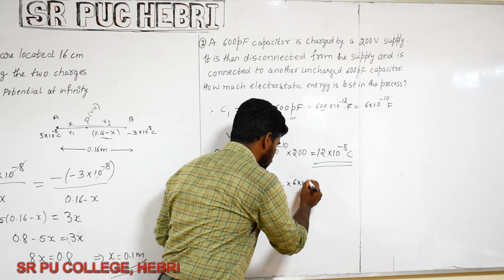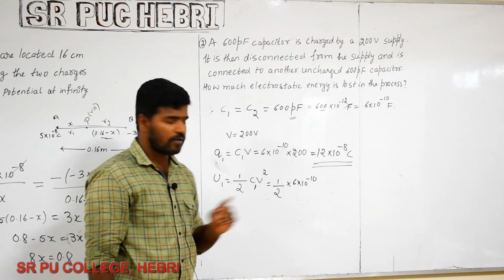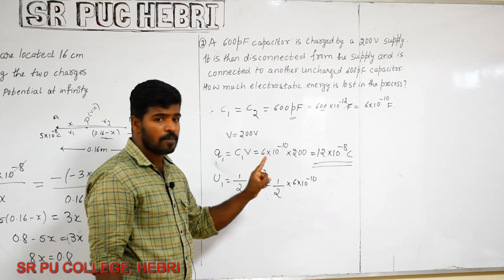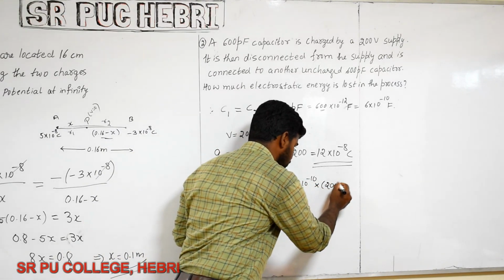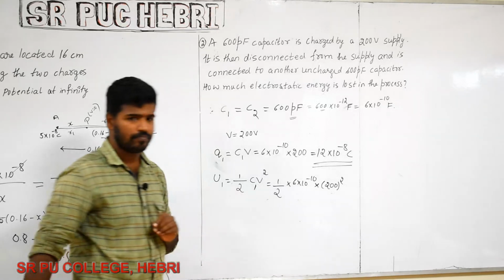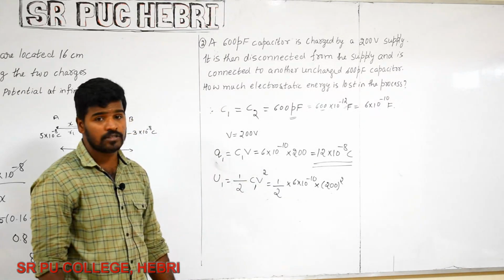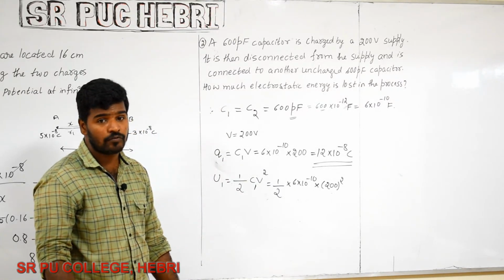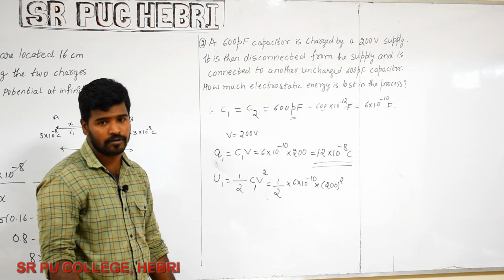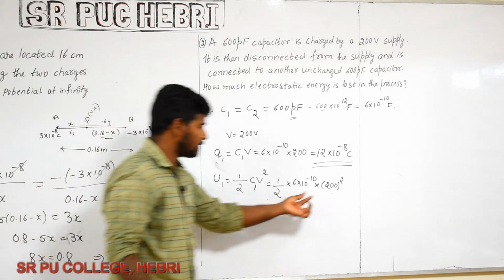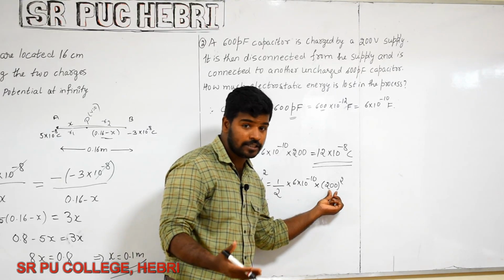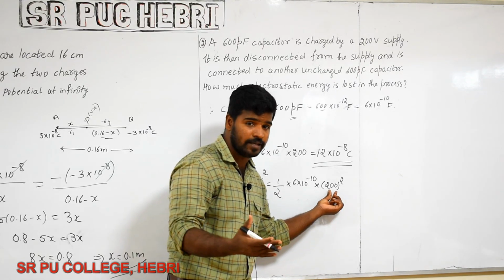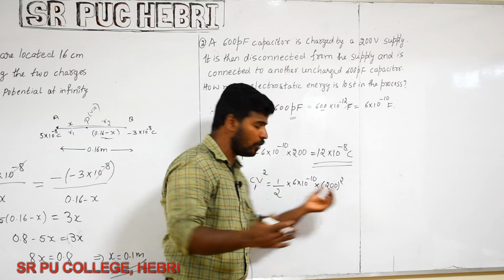6 into 10 raised to the power minus 10, into the value of potential, which will be 200 square. What is the value of 200 square? It will be 40,000. It's not 400. In the exam you may directly write 200 square as 400, but it's not 400. 200 square is 200 into 200, that will be 40,000.